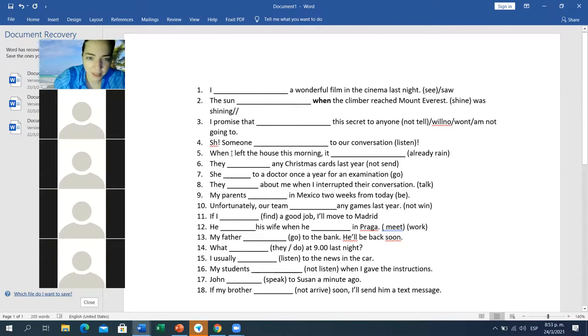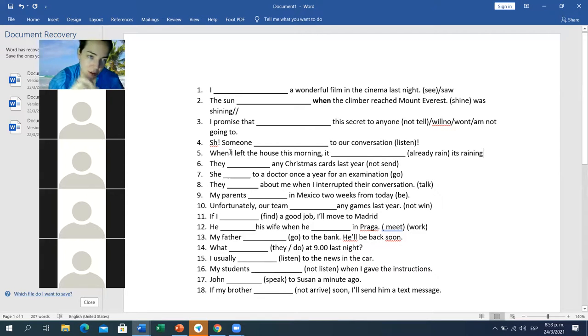When I left, cuando dejé. Cuando me fui, en este caso. Already raining, it's raining. Aquí me acaba de decir usted, it's raining. Por ahí va, casi. Vamos a ver, solamente vamos con Jennifer, por favor, nadie más. It's raining, casi. Okay, it's raining means en este momento. But it says, aquí está nuestra palabrita clave.